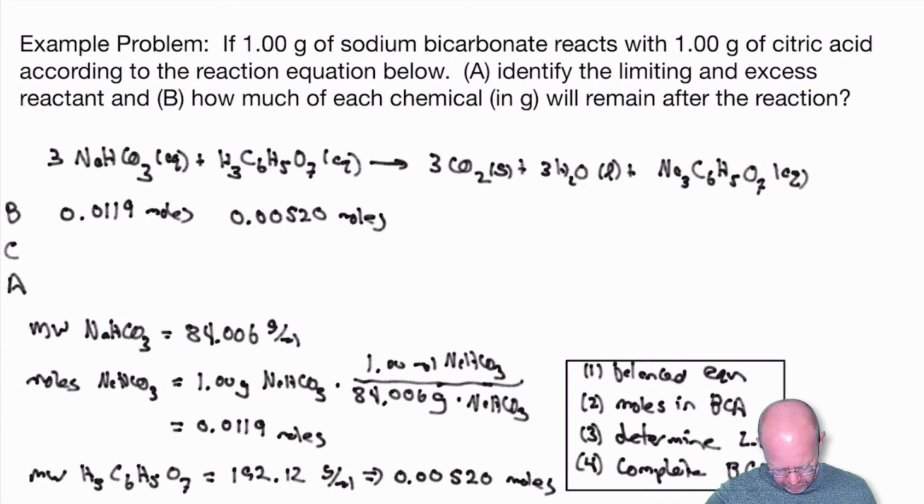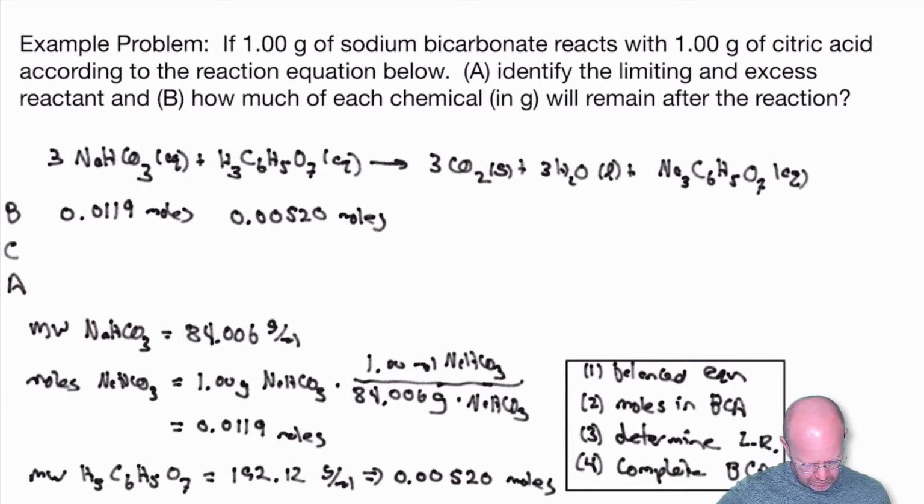And then we're going to convert those things into moles. So the first thing I did, and I've illustrated the math down here, is I have 1 gram of sodium bicarbonate and 1 gram of citric acid. So I need to do a gram-mole conversion using the molecular weights. And so what I found is I have 0.0119 moles of sodium bicarbonate, and I have 0.0052 moles of citric acid.